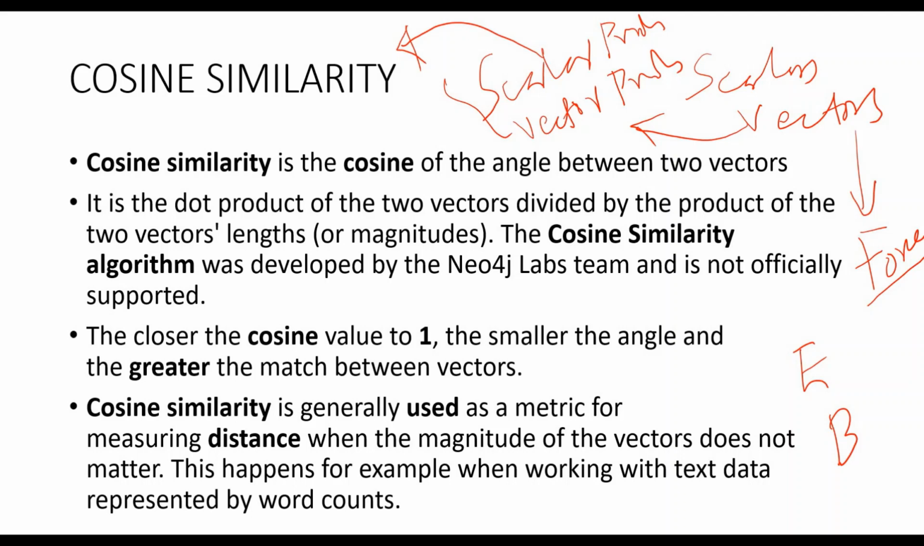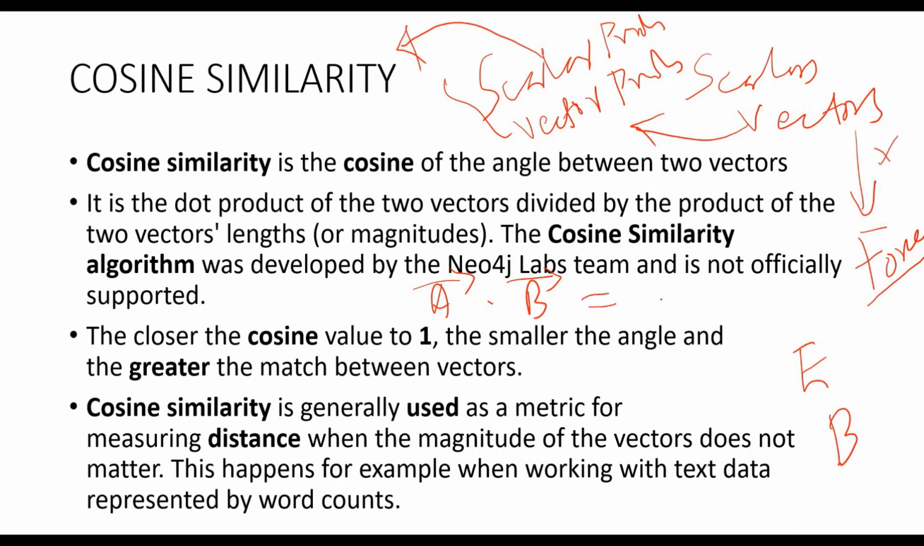Cosine similarity is the cosine of the angle between two vectors. It is the dot product of two vectors divided by the product of the two vectors' magnitudes. How do we define the scalar product? It is A dot B, this is the formula. For vector A and B, the scalar product is denoted by a dot. For cross product or vector product, you put a cross between A and B.